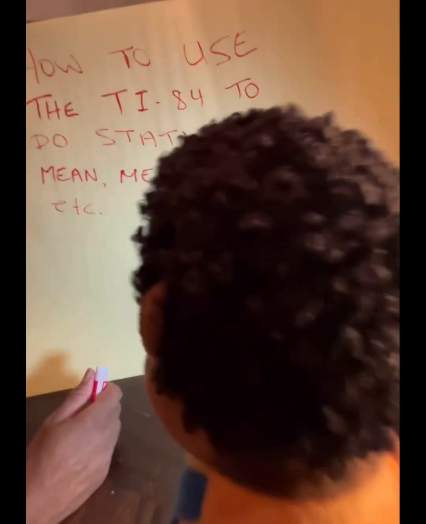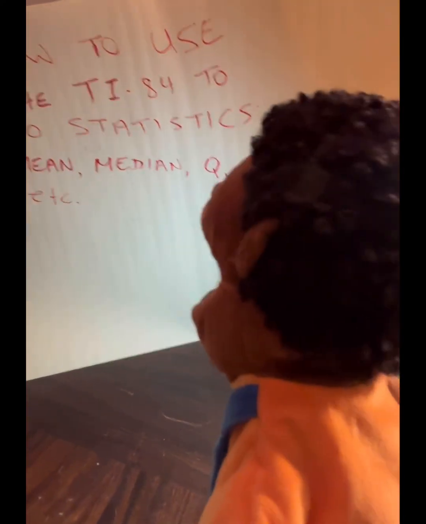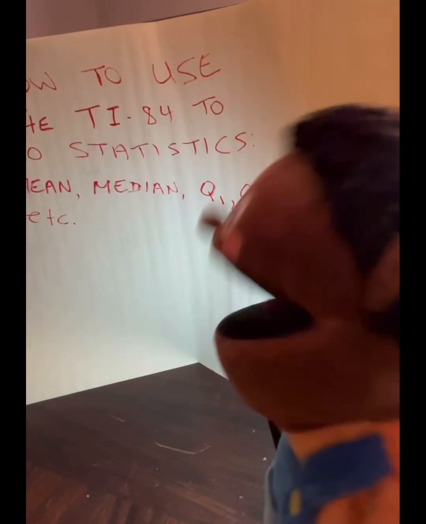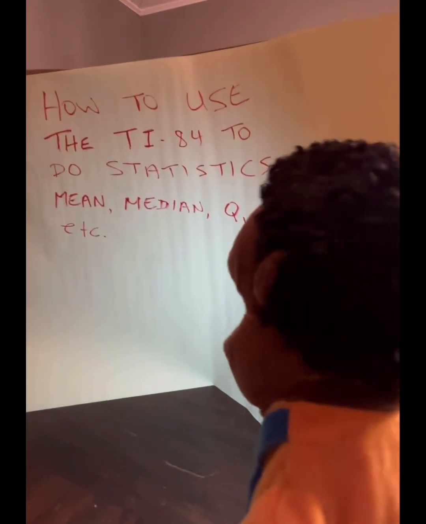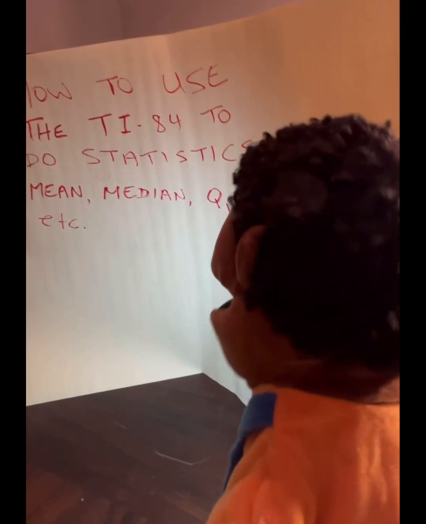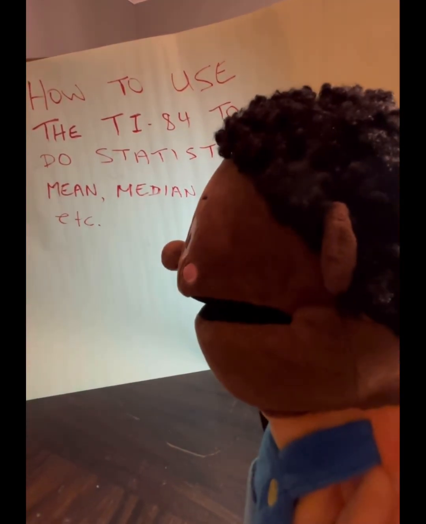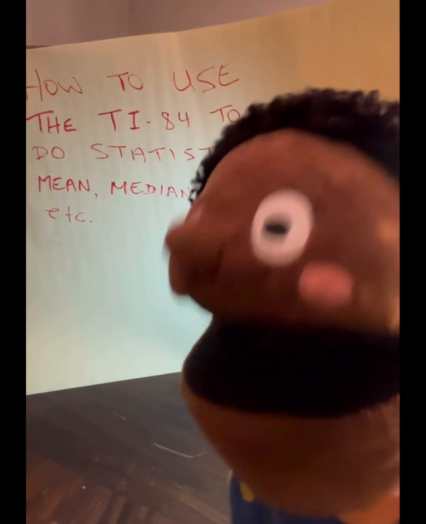This sign says how to use the TI-84 to use statistics: mean, median, Q1, Q3, etc. Now, let's get to it.